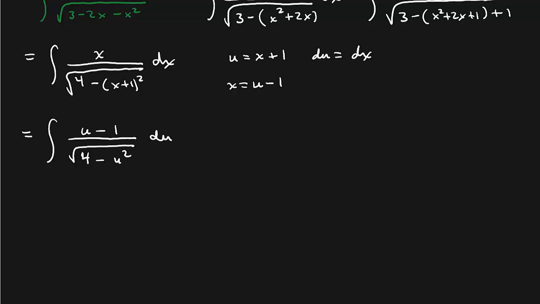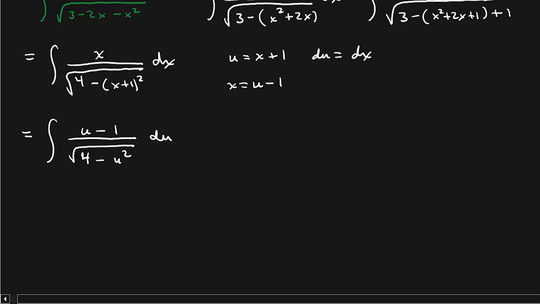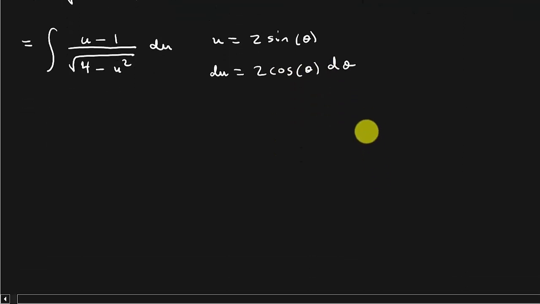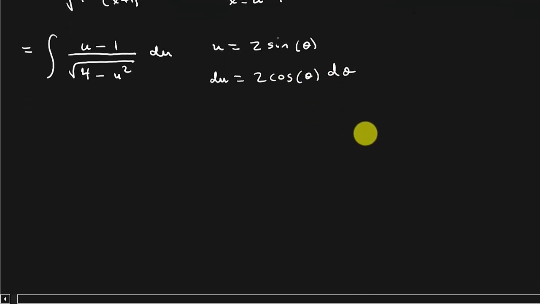All right. So now this looks like what? What am I going to make my substitution? Well, I'm in terms of u, so I'm going to let u equal a sine theta. And in this problem, a is 2. 2 squared is 4. So that's 2 sine theta. So that means du is 2 cosine theta d theta.